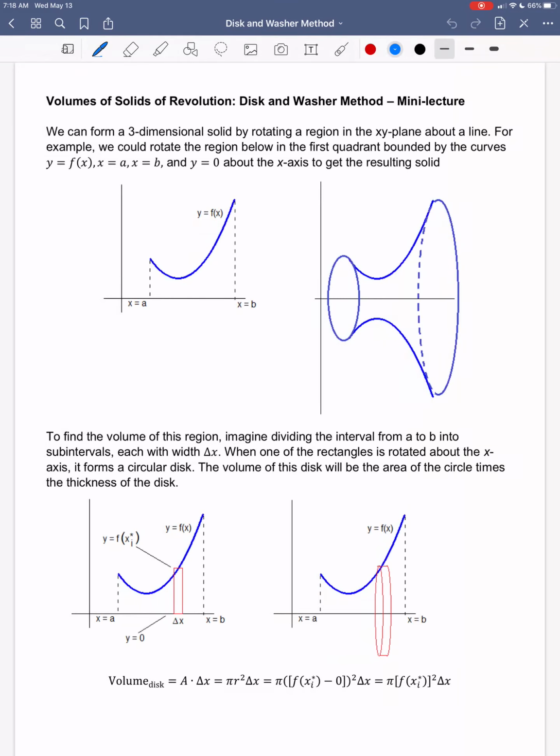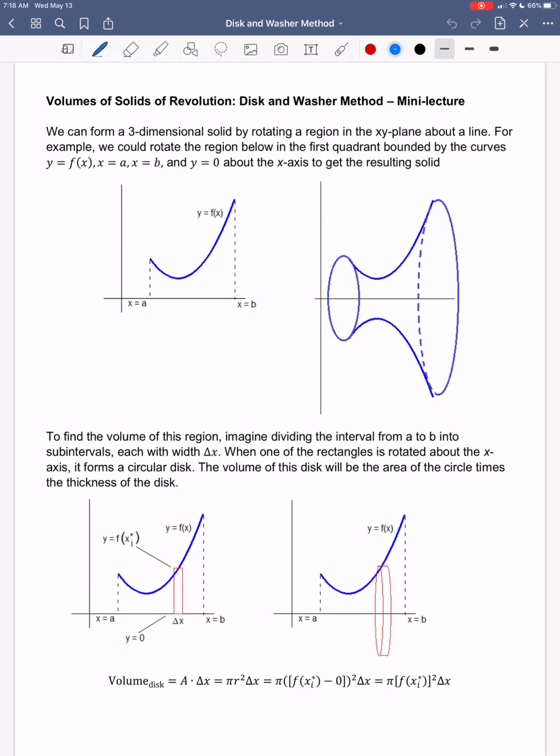In this mini lecture, I'm going to look a little bit at the topic of volumes of solids of revolution, and one particular method we can use to find those volumes that results in either a disk or a washer that we find the volume of in order to find the overall volume of the solid.